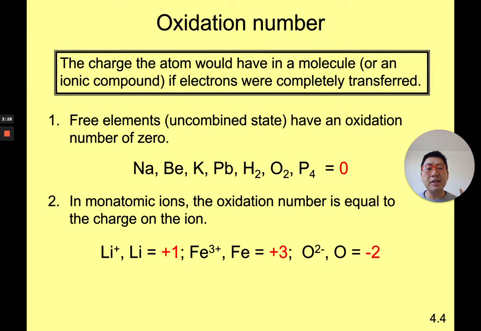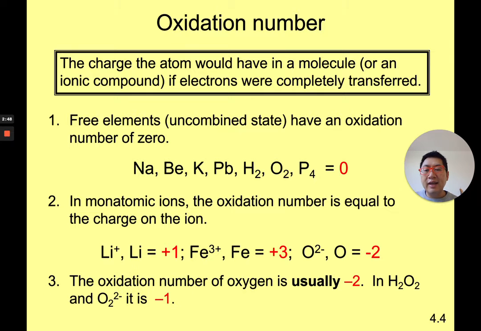The oxidation number of an element is 0 unless it says it's not 0. So if you don't see anything there, it's 0. But if it says it's +3, then it's +3. If it says -2, then it's -2. So a free element is 0 unless otherwise stated.